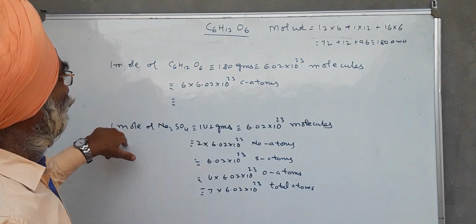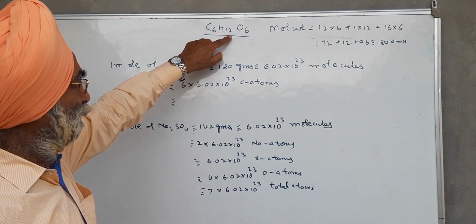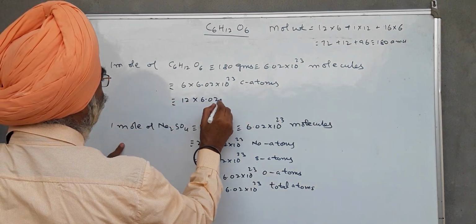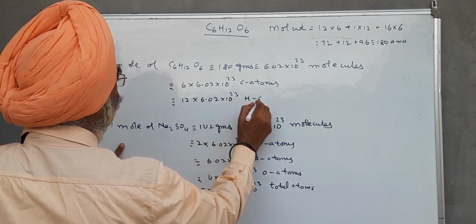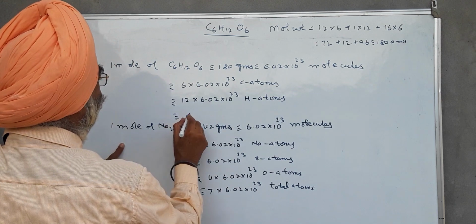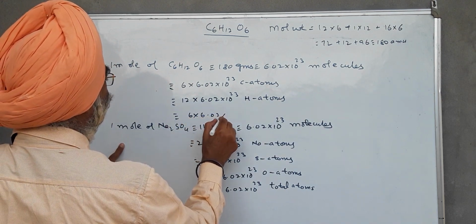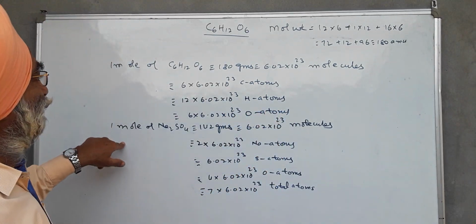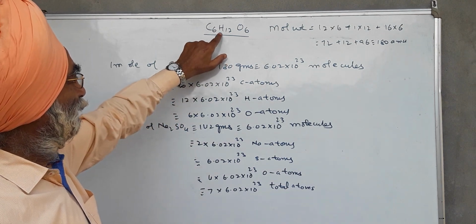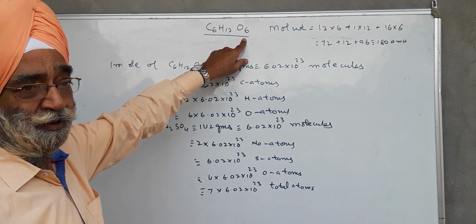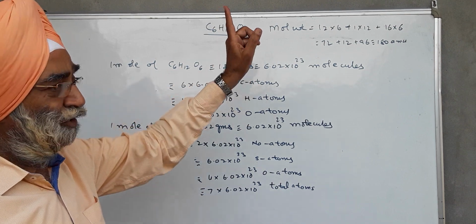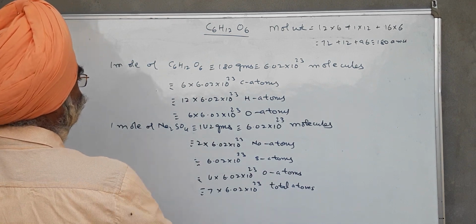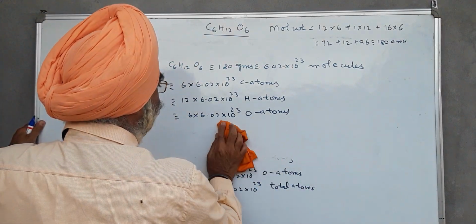It will also have 12 into Avogadro's number of hydrogen atoms. 12, 6.02, 10 raised to the power 23 hydrogen atoms, and 6 into 6.02, 10 raised to the power 23 oxygen atoms, and total 24, 6 plus 12 plus 6, 24 into Avogadro's number of total atoms. We shall supplement with a numerical problem.